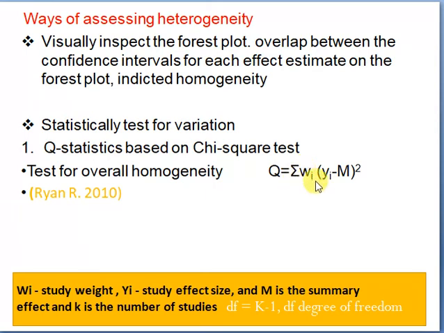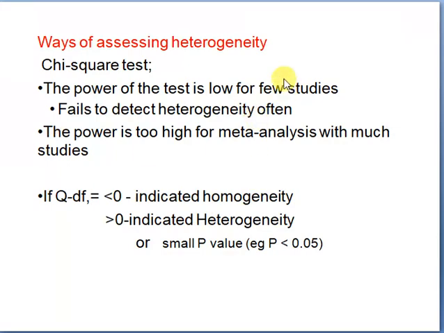on the summation of the individual study weights in brackets. We have the individual study effect size, which might be an odds ratio, relative risk, or hazard ratio, minus the summary effect, and we square it. So this is how we identify whether it is homogeneous or not.